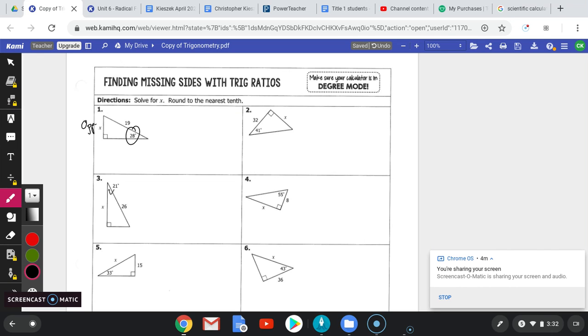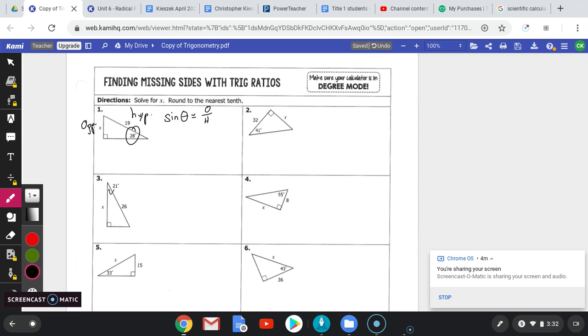Now what's 19? Well, it's not opposite because we already took that over. So it's either going to be adjacent or the hypotenuse. In this case, it is the hypotenuse because it's opposite of the 90-degree angle. So now going back on our sheet here, which trig function deals with opposite and hypotenuse? That would be sine. Sine of theta, the variable we use for angle measures, equals the opposite over hypotenuse.